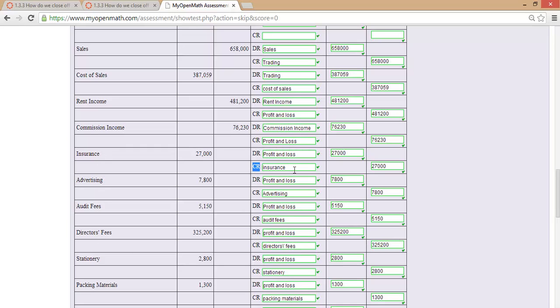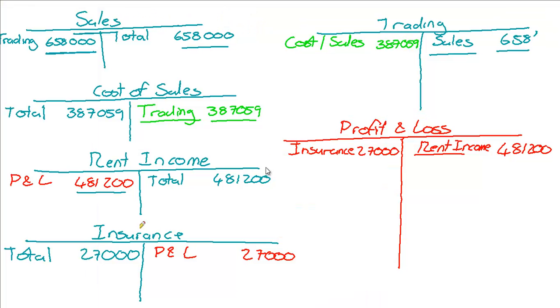Credit the expense because it's got a debit total. To close off a debit you need to put an equal credit. So you've got a debit of 27, put an equal credit, and the account is effectively closed off or zeroed out, and it's been taken to the profit and loss account. You're going to do the same for all your expenses here. Alright.